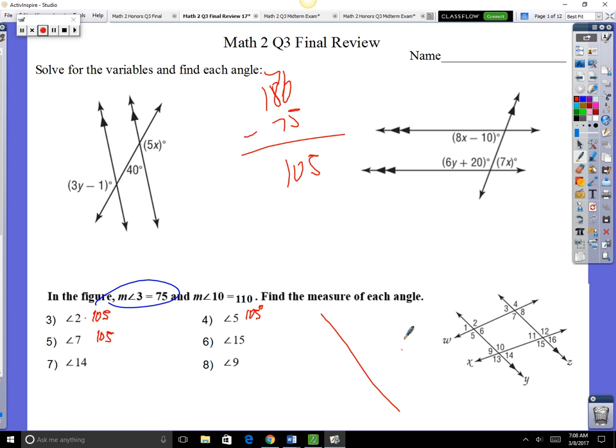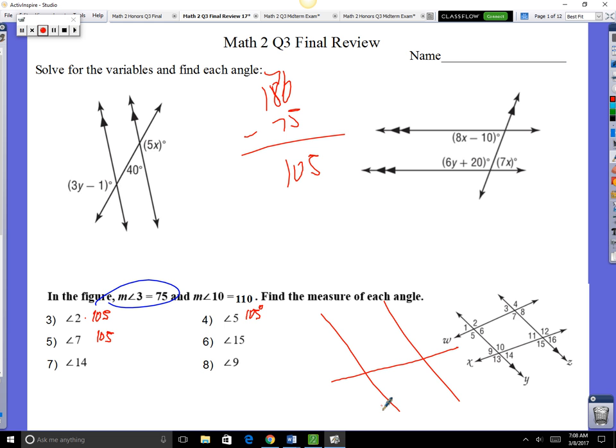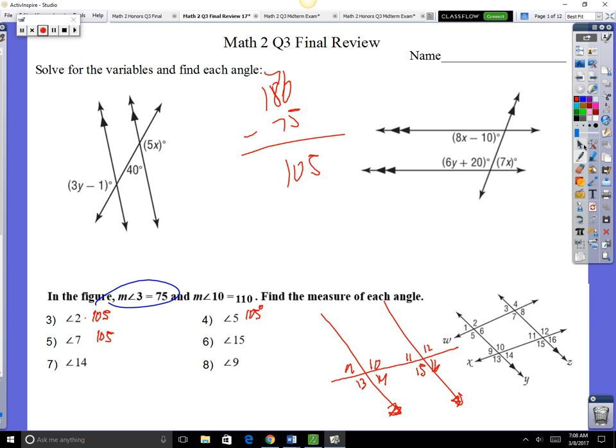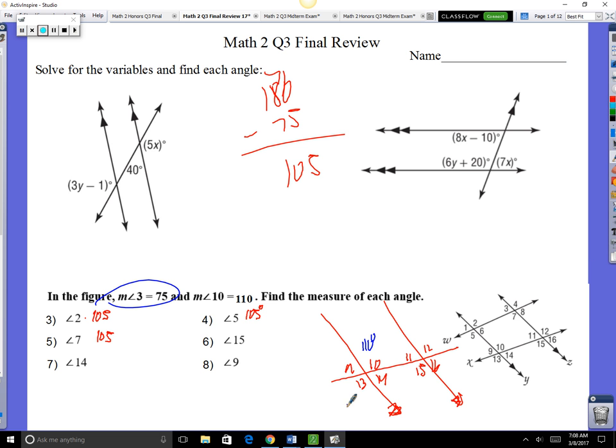So if X is the line on the bottom, let's say that's X. That's parallel, that's parallel. So I can get 9, 10, 11, 12, 13, 14, 15, 16. And they're going to give you 10. Angle 10 is 110 degrees. So this guy right here is 110. That means this guy is 110. This guy is 110. And this guy is 110.